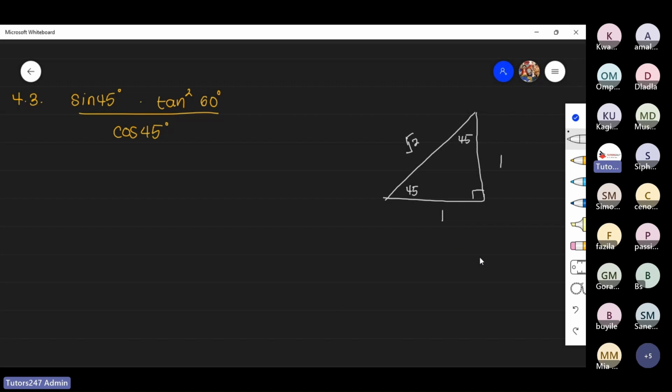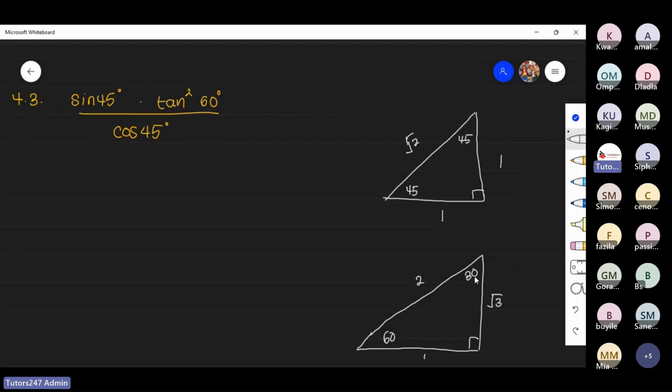If you're not sure what I'm referring to when I'm talking about special angled triangles, you can refer to your textbook. There are notes about it in there. Now, this is going to be our 60 and our 30 degree triangle. This is going to be 2, 1, this will be 90, and this will be the root of 3.